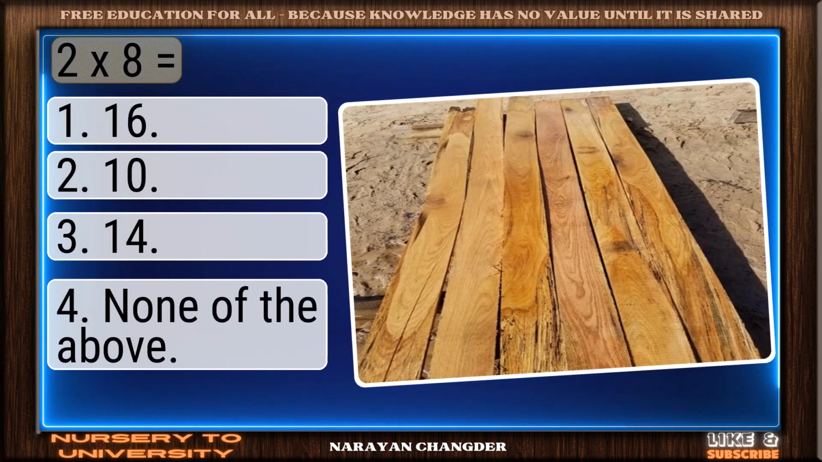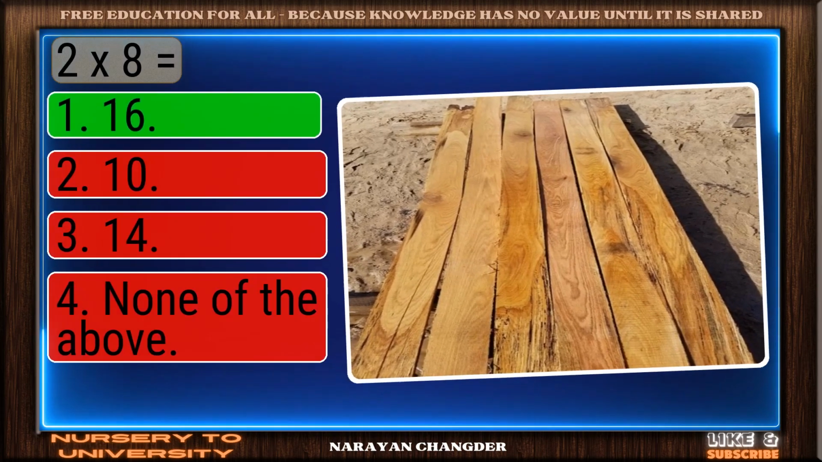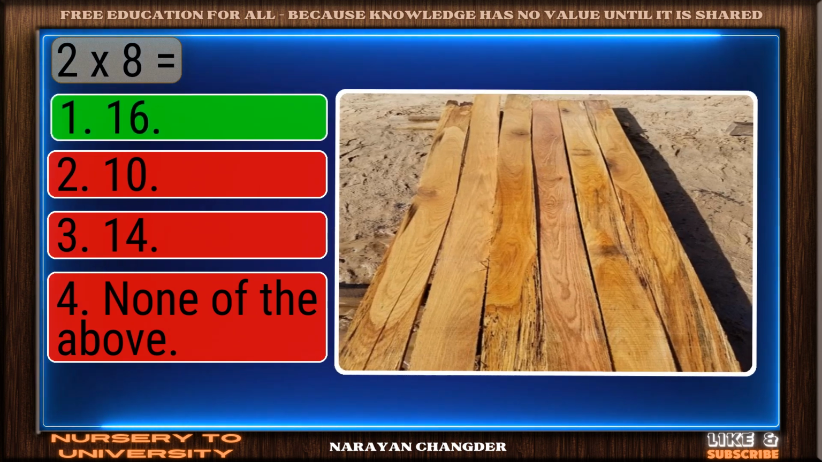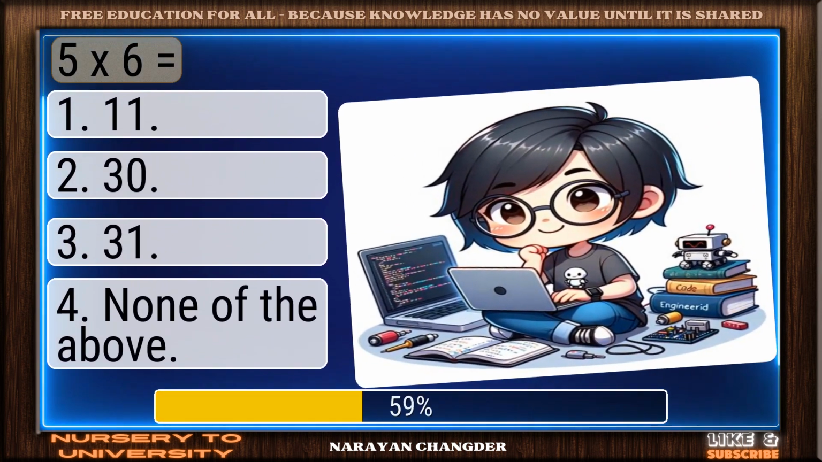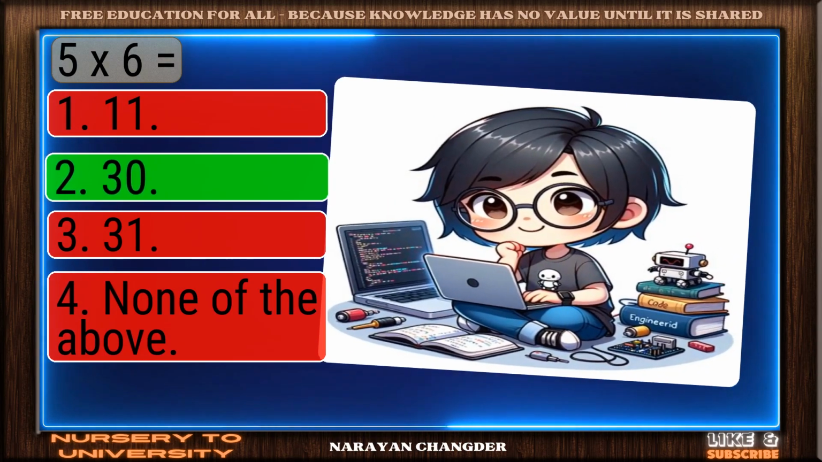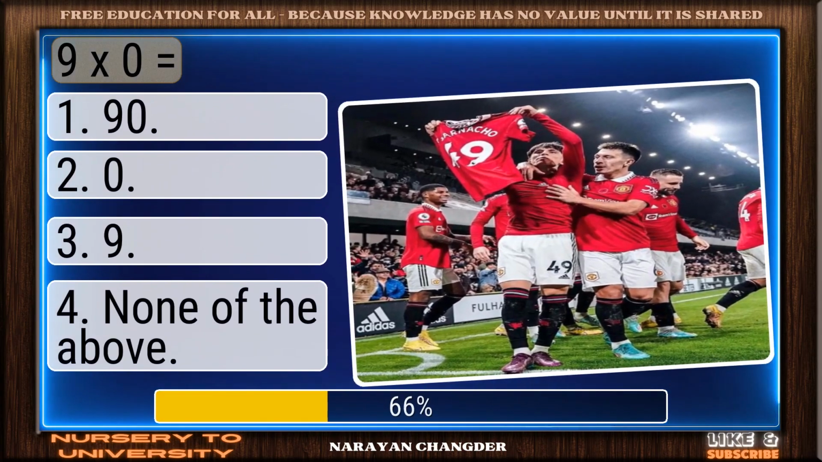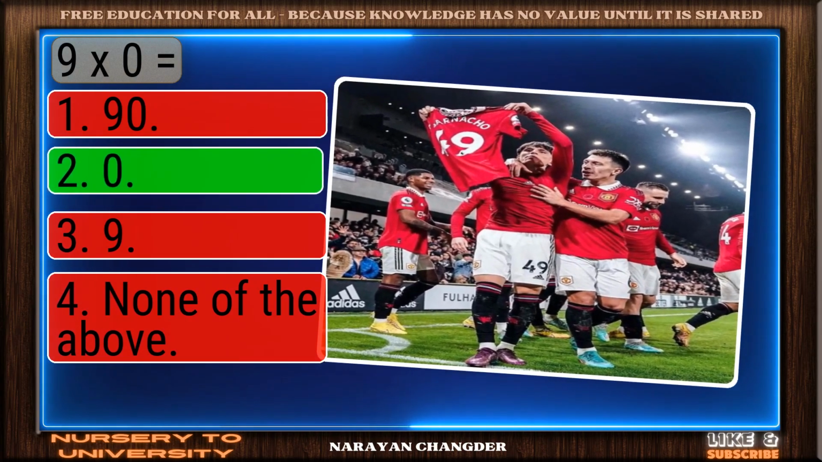Question number 295. 2x8 equal to. Good job. Your answer 16 works well here. Question number 296. 5x6 equal to. Perfect. 30 is the correct choice. Question number 297. 7x0 equal to. Well done. Zero is the right choice.